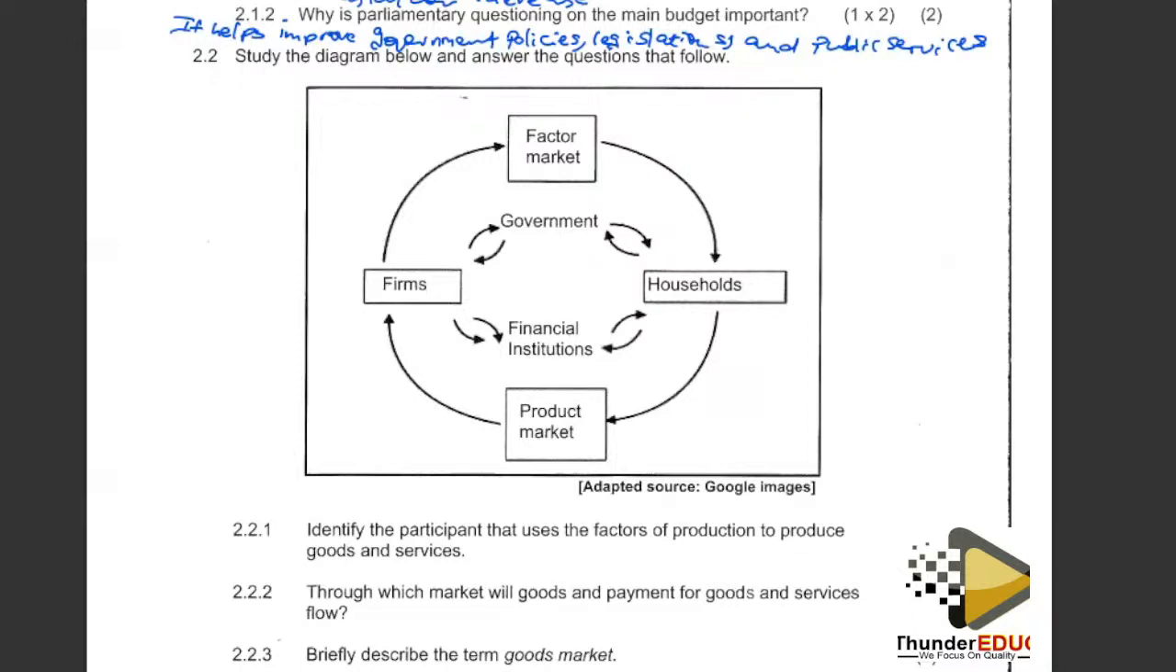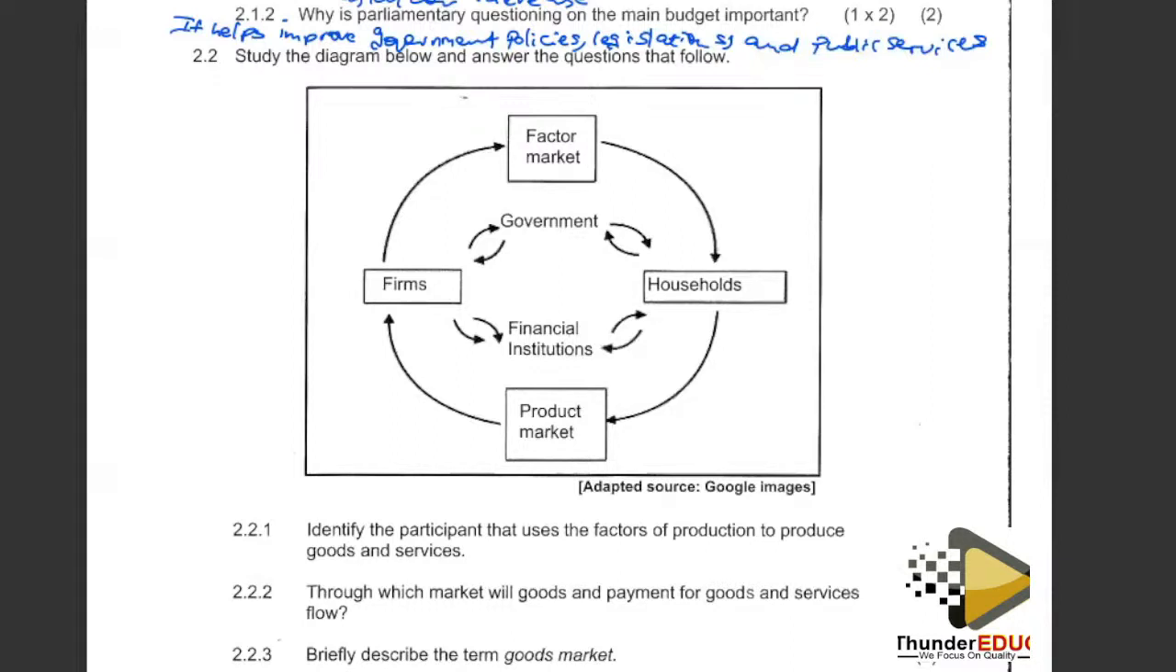Okay, let's check grade 12. So now we have financial institutions. Financial institutions, we refer to those institutions that are actually credit providers. So these ones are those who are dealing with money. These are the businesses or institutions that deal with money, such as banks and the likes, the insurances and the likes.